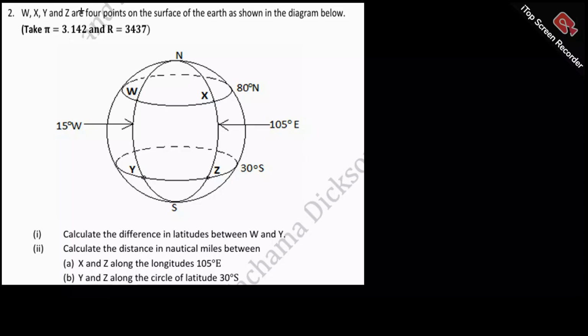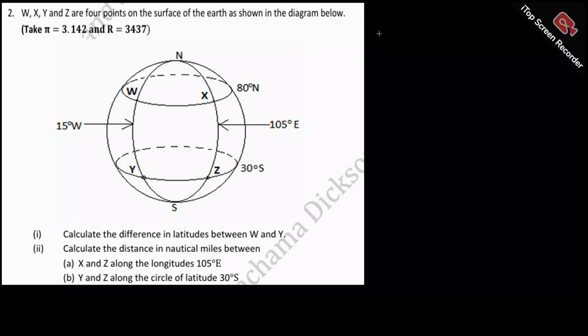This is what we have. W, X, Y, and Z are 4 points on the surface of the Earth, as shown in the diagram below. Taking pi to be 3.142 and radius to be 3,437. Calculate the difference in latitudes between W and Y.